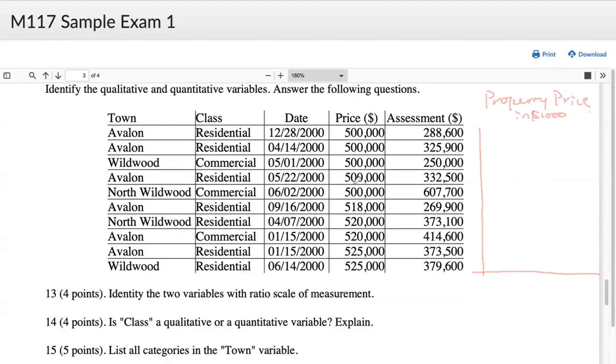So price actually is very close, from 500 up to 525. So let's say this is 500, 525. Maybe we go with 5 as 1 unit, right? So 505, 510, 515, 520, 525.